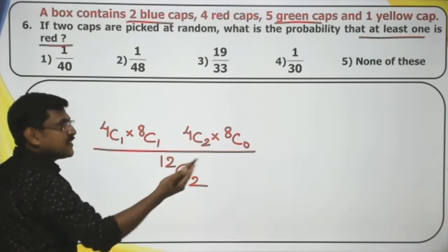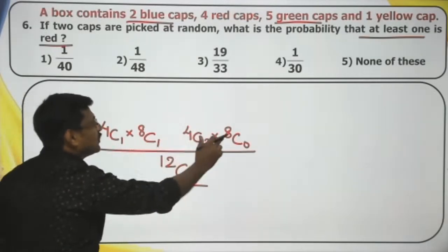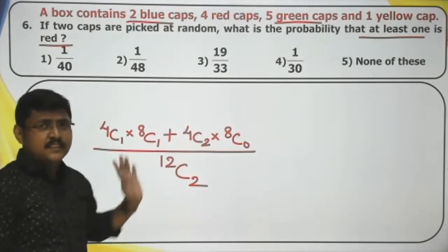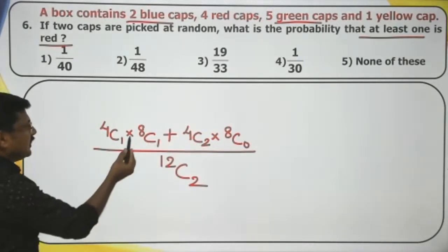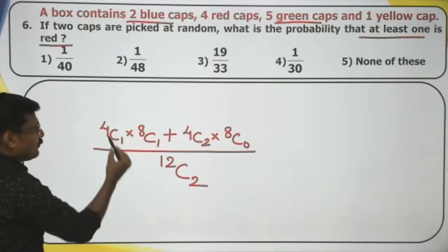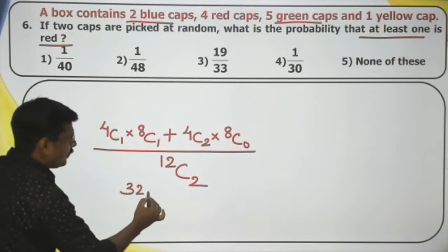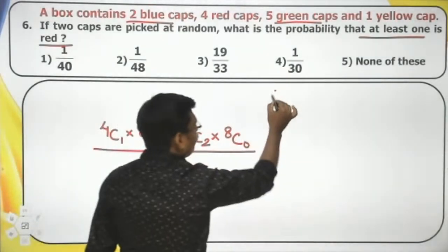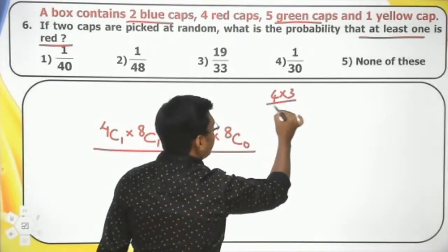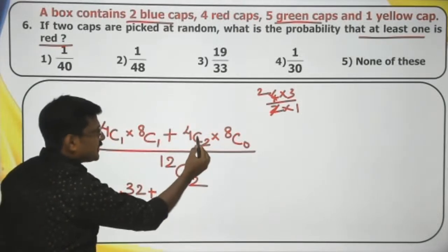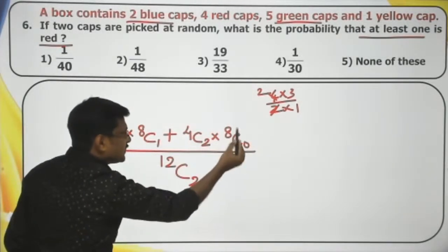So at least means greater than or equal to. So that means 1 red or more than 1 red. That means 2 red. So add both. We need to consider these 2 possibilities. So I am solving this. Here 8C1 is 8, 4C1 is 4, 8 4s are 32 plus 4C2. 4C2 means 4 into 3 divided by 2 into 1, correct? So 2 times 3 is 6. So 6 into 8C0, which is 1. 6 into 1 is 6.